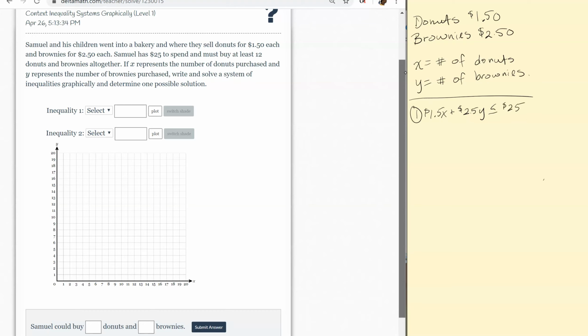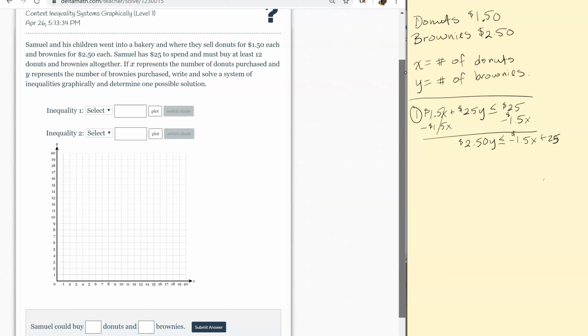You want to put this into slope intercept form, so you want it to look like y equals mx plus b, just with inequalities. So subtract the x term from both sides. Take this whole 1.5x, or 150x, and subtract it from both sides. This cancels out, and you really only have 250y is less than or equal to negative 150x plus 25.